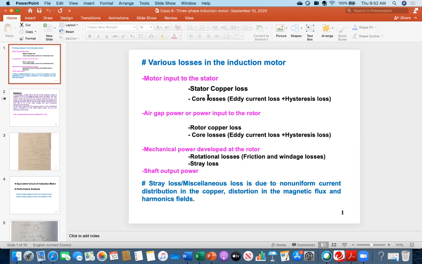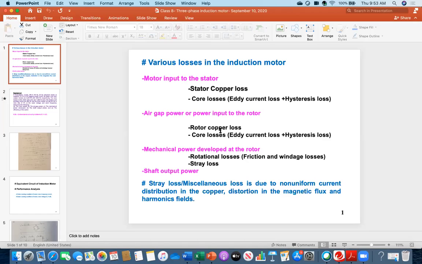Then the remaining power, after subtracting these two losses, will be the power input to the rotor, which is called the air gap power. Because there is no direct connection between stator and rotor, it is called the air gap power or power input to the rotor. Once it is the input to the rotor, again, I assume that the rotor is also a core material, a circular body.